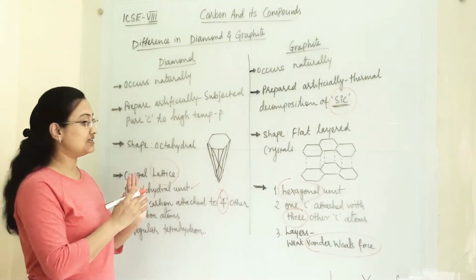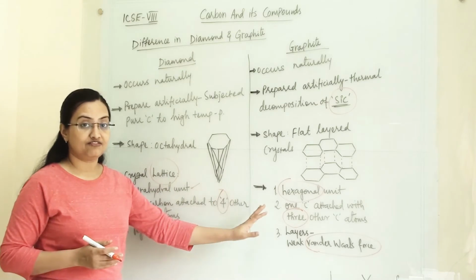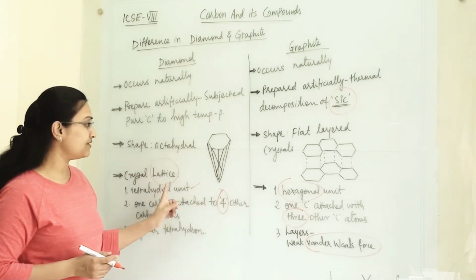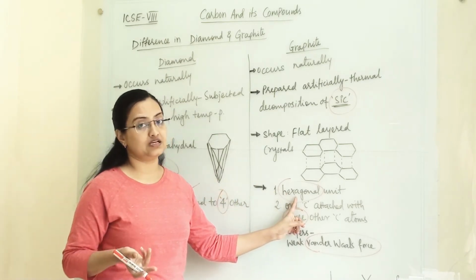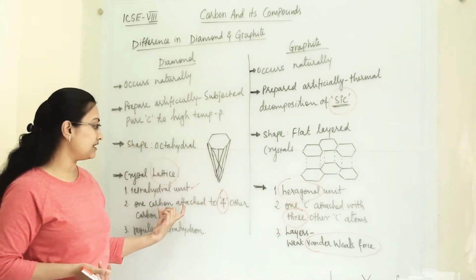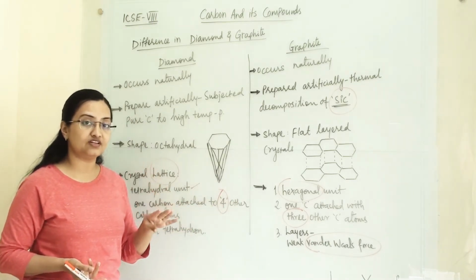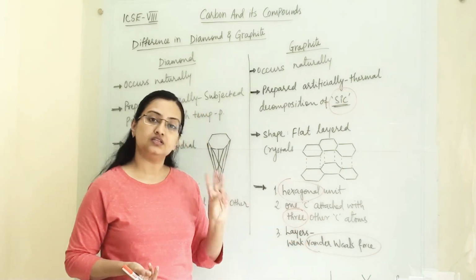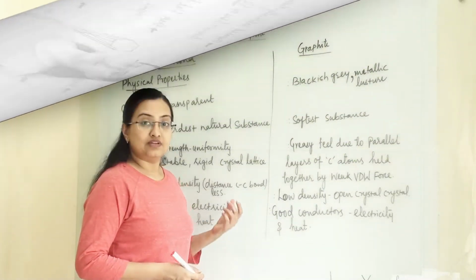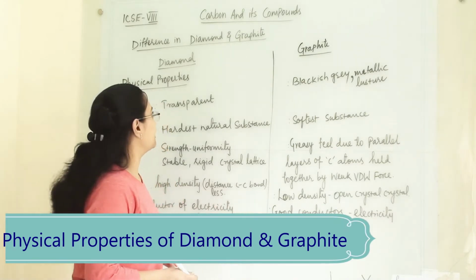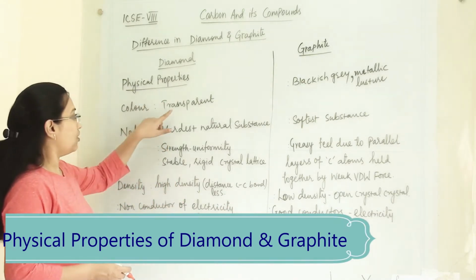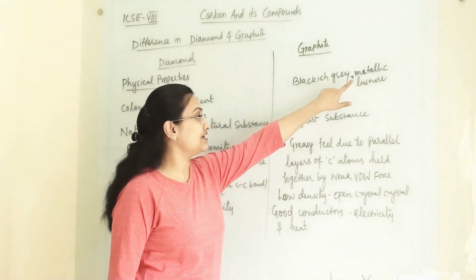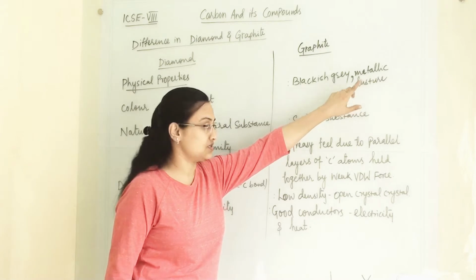So this is the basic difference between diamond and graphite in their lattice structure: this is a tetrahedral unit, whereas this is a hexagonal unit. Here one carbon atom is attached with four other carbon atoms, whereas here one carbon atom is attached with three different carbon atoms. Now let us see the difference in their physical properties. The color of diamond is transparent, whereas graphite is blackish grey and shows metallic luster.